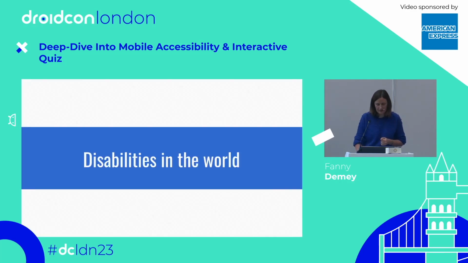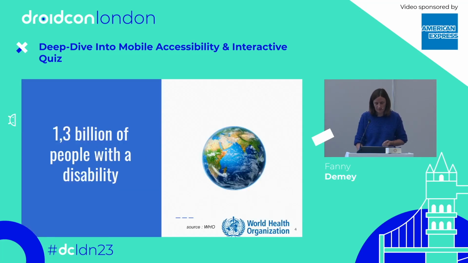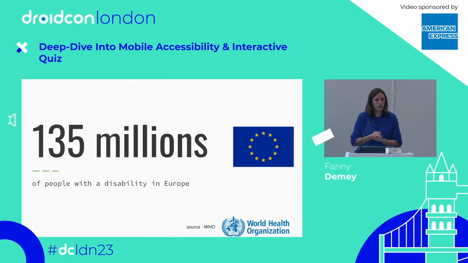Okay, let's move back to the slides. First, let's introduce accessibility by speaking about disabilities. And I want to share with you some statistics to introduce it. There are 1.3 billion people with a disability in the world, according to the World Health Organization statistics. If we zoom in a little bit to where we are, first in Europe, there are 135 million people with disabilities. At the world level, it makes about 17% of people with disabilities.